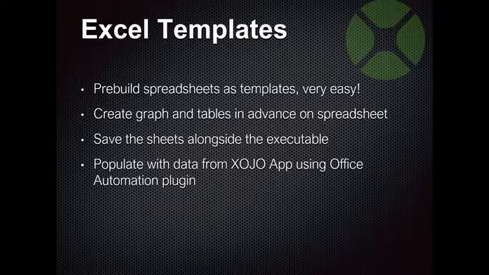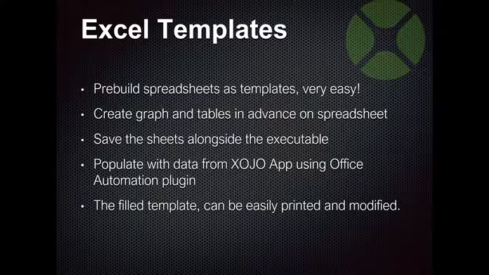I template all the graphs that they've got access to. I pre-build them in Excel, and then all Xojo does is come along and fill in the gaps. You can set the graphs up in advance, and the automation plugin takes care of everything in relation to that and referred to as needed. And all you've got to do is save these files alongside your executable. Xojo picks them up, generates the file, and displays it in your chosen application.